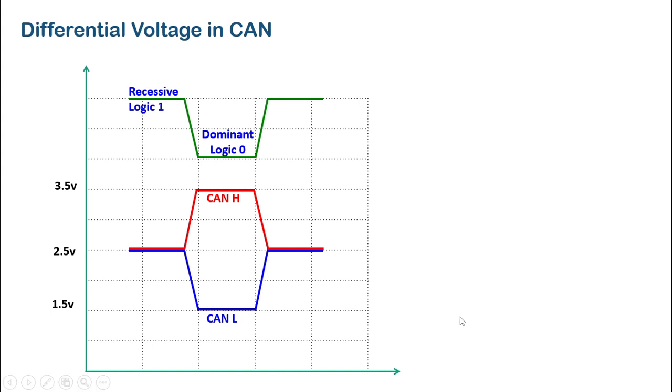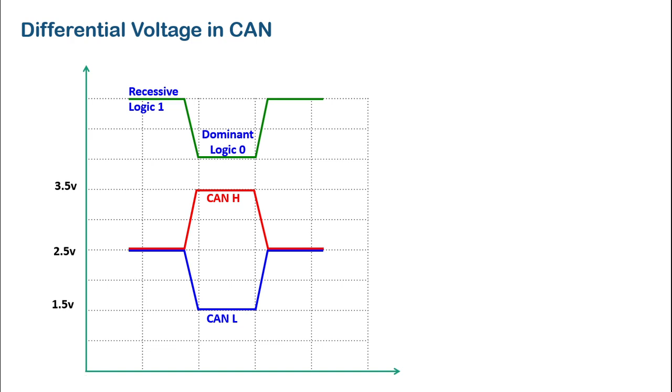So guys, differential voltage is one of the important things in our CAN. What is differential voltage? Let us understand. Differential voltage is used to represent our logic levels. In our embedded system, we have a recessive logic and a dominant logic. Recessive logic means logical 1, and dominant logic means logical 0. To represent zeros and ones, we use differential voltage in our CAN protocol.